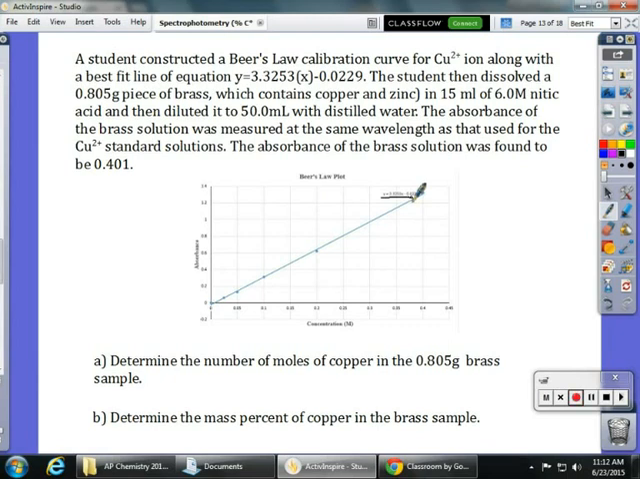So let's look at our two questions down here. First, you're asked to determine the number of moles of copper in the brass sample, and second, to determine the mass percent of copper in the brass sample. So if you want to pause the video, take a few minutes to calculate these, and then I'll go through the answers.